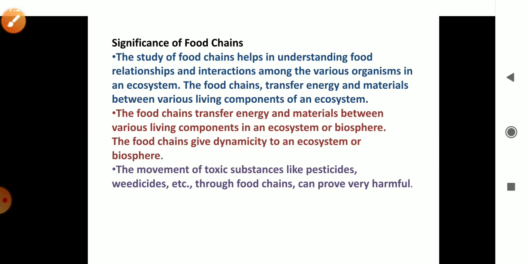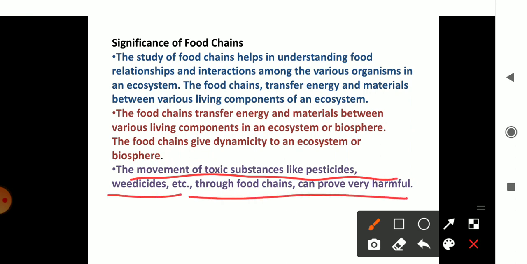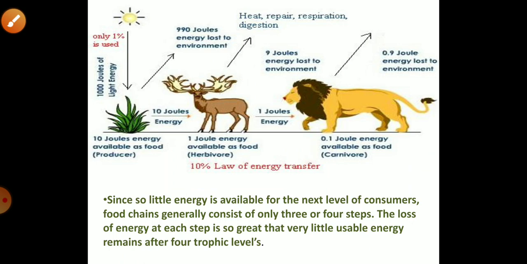Then a study of food chain also helps us to know about the movement of toxic persistent pollutants like pesticides and weedicides through the food chain. So this is the significance. This phenomenon is referred to as biomagnification. I've told you in the beginning also. So the phenomenon of biomagnification, that how toxic pollutants accumulate at various levels, that becomes very clear when we study the food chain. Now let's study about the flow of energy.